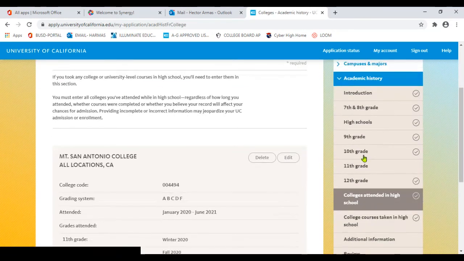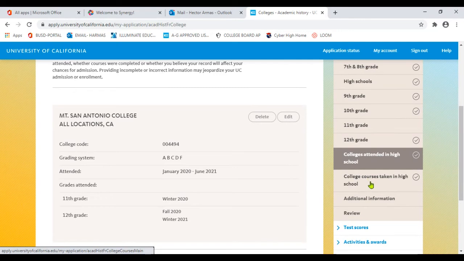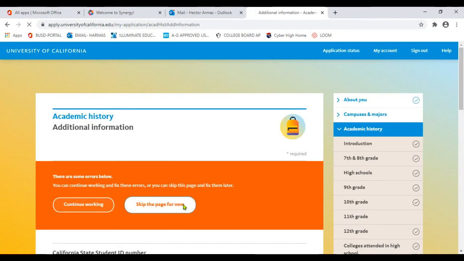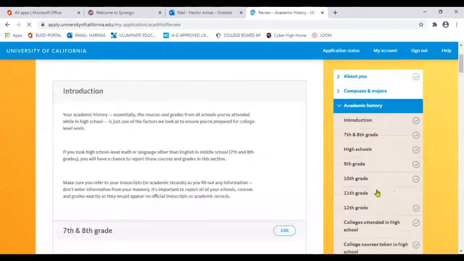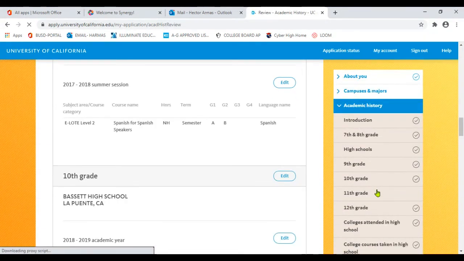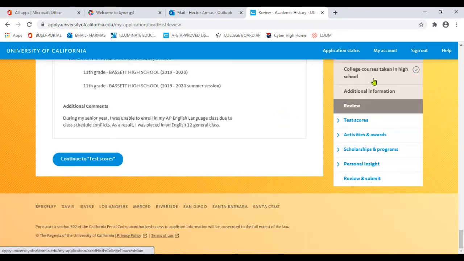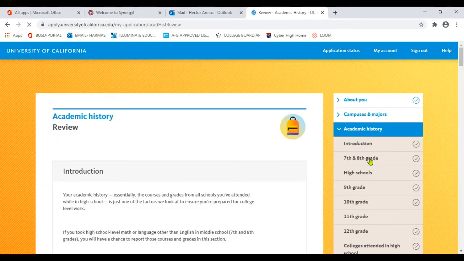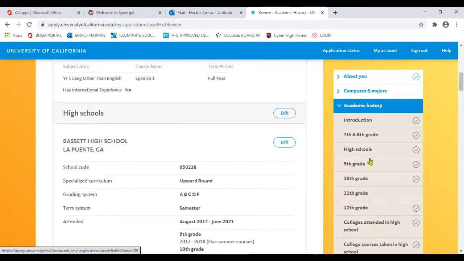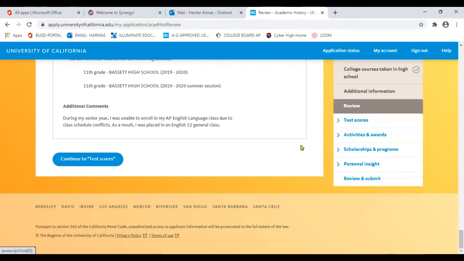Okay, so once I do all of that, it takes me to the colleges that I attended, courses. So I'm going to go to additional information now. I'm going to say skip, and because we're running out of time, I'm going to come over here. Why isn't it? Okay, here it goes. So when I go to review, that's what the review is. Continue to test scores.